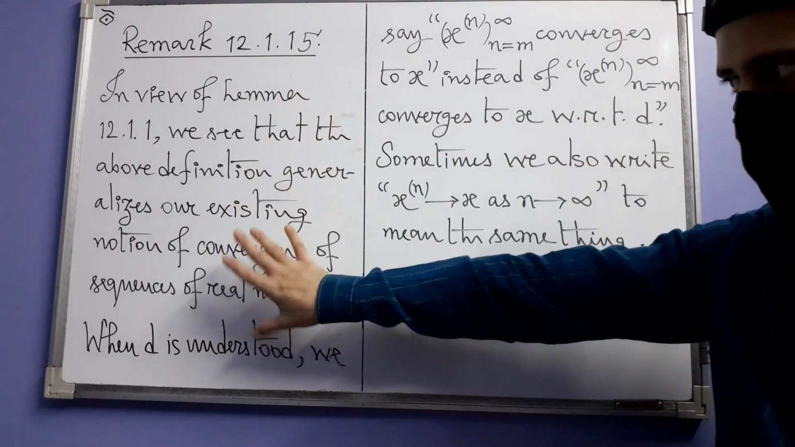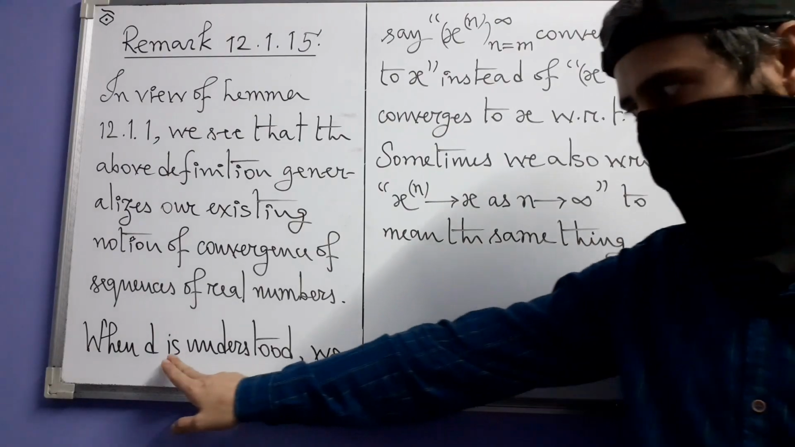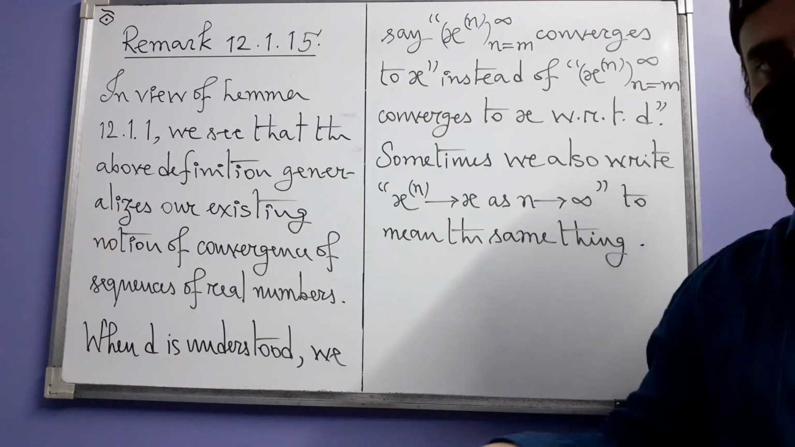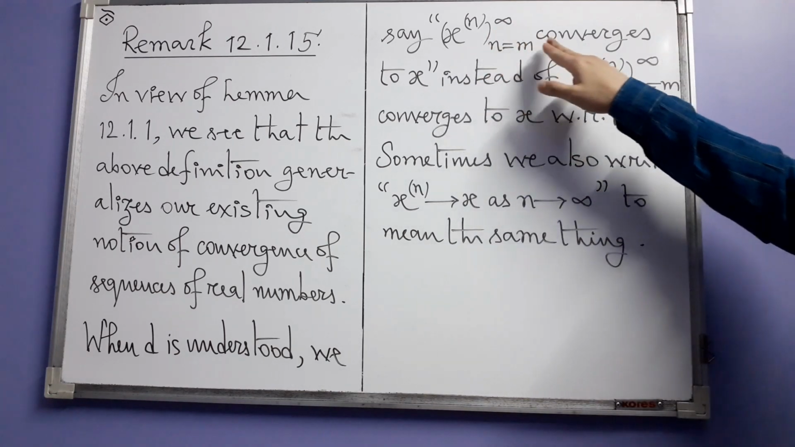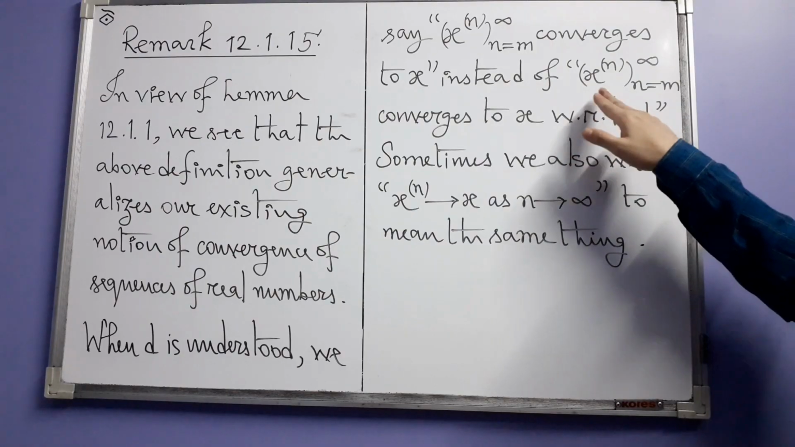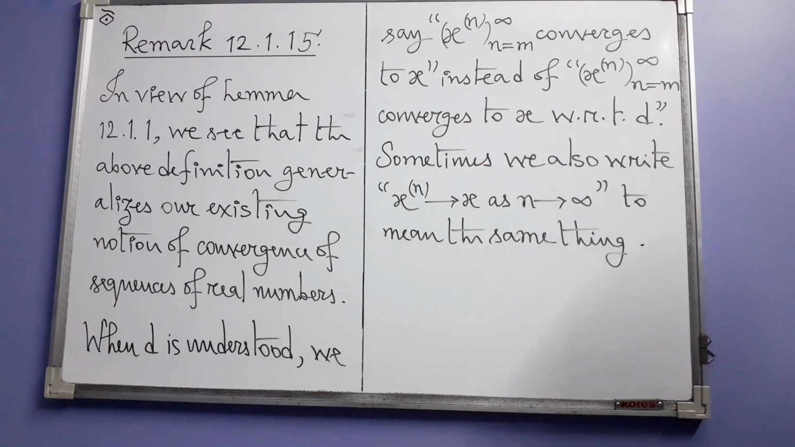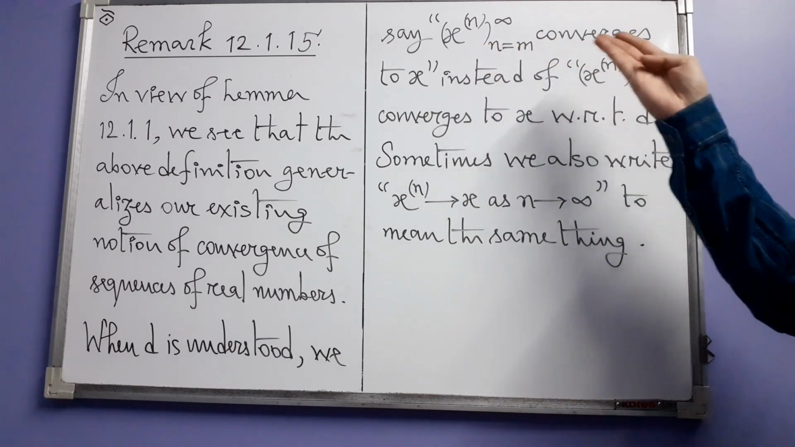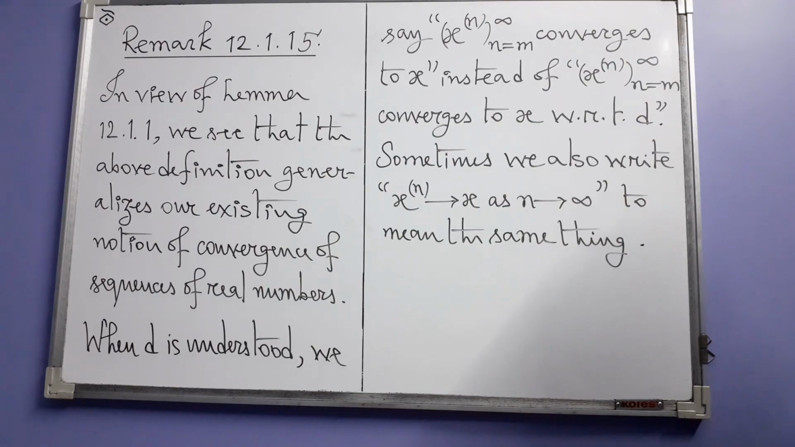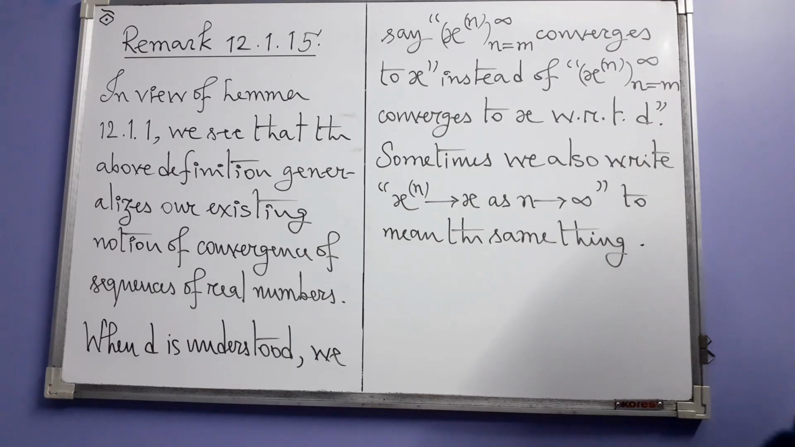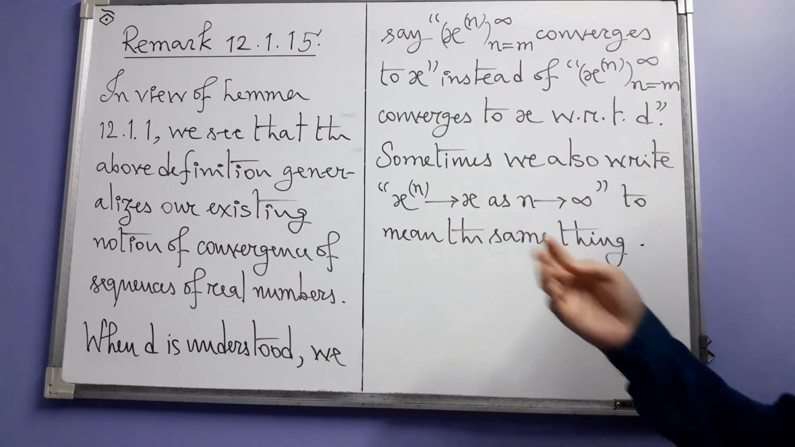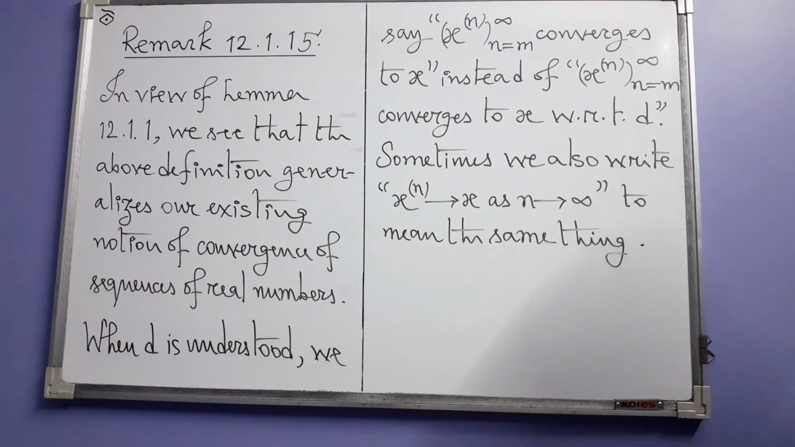So it first says that, and then it says that when d is understood, when it's understood what the underlying metric is, it's not necessary to every time write x^(n) converges to x with respect to d. That phrase, with respect to d, can be suppressed, and you can just simply write x^(n) converges to x. Also, you can express that same thing by writing more casually this: x^(n) tends to x as n approaches infinity. We have already done this when working with sequences of real numbers.